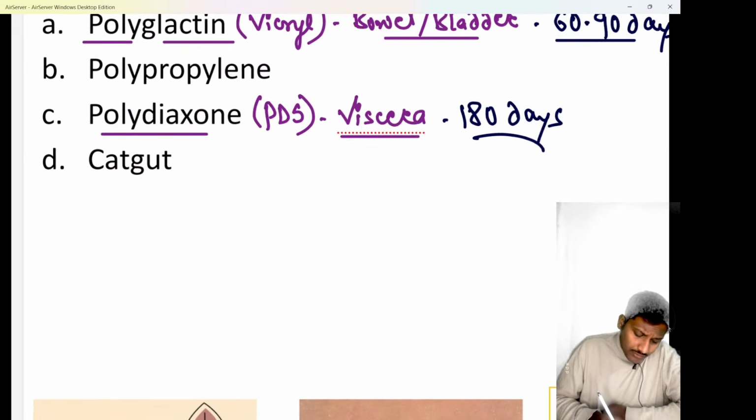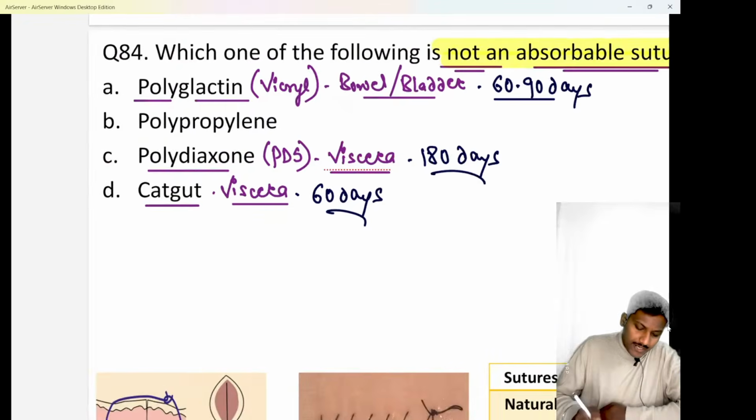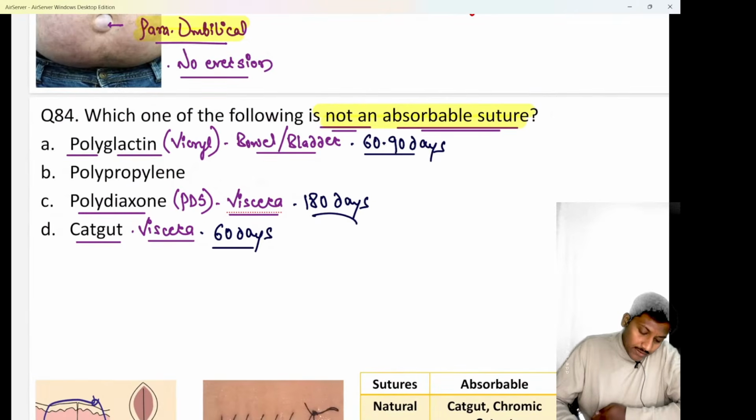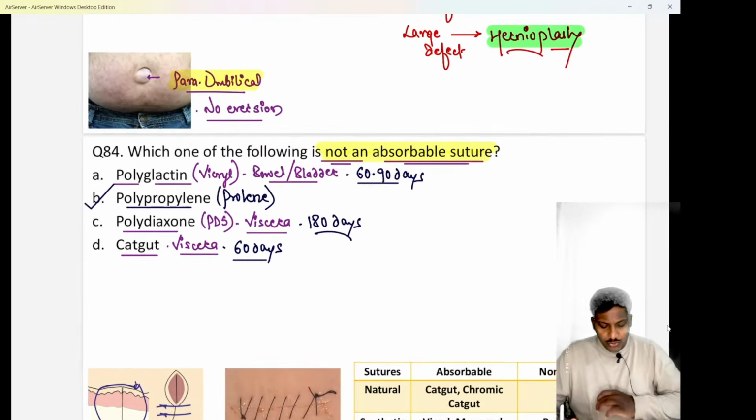Next is catgut suture. We know catgut suture is also used for the internal organs of the viscera, and do remember this is going to be absorbed within 60 days. So within 2 months or within 60 days, the catgut suture is going to get absorbed. Clear? So here the answer has to be option B, that is polypropylene, which is another name for Prolene suture. We know Prolene suture is a non-absorbable suture. So the answer has to be option B.